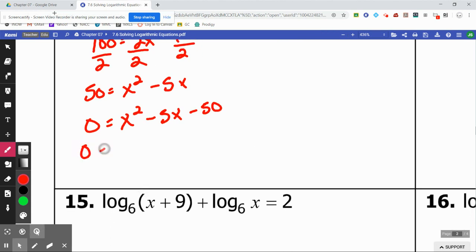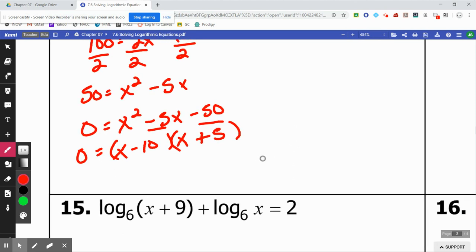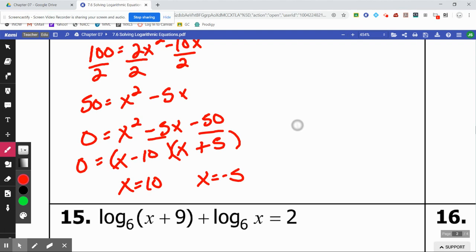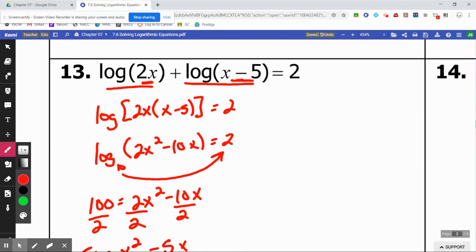Now let's factor what we're left with. Two sets of parentheses. Adds, multiplies would be a negative 10 and a positive 5. So my two solutions here would be either an x equals 10 or an x equals negative 5. Let's check for extraneous solutions. Plugging into my original, would either one of them give me a problem? Plugging in a 10 gives me a 20 and a 5. And you can check that and that will be perfectly fine.